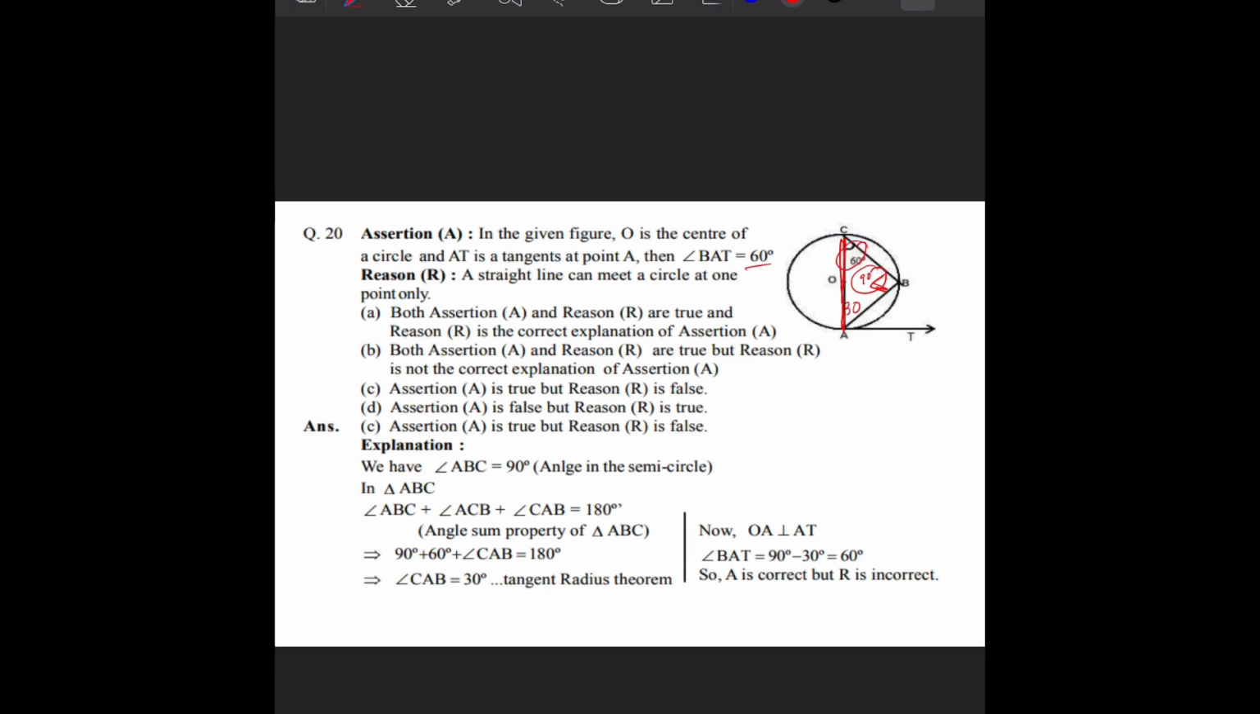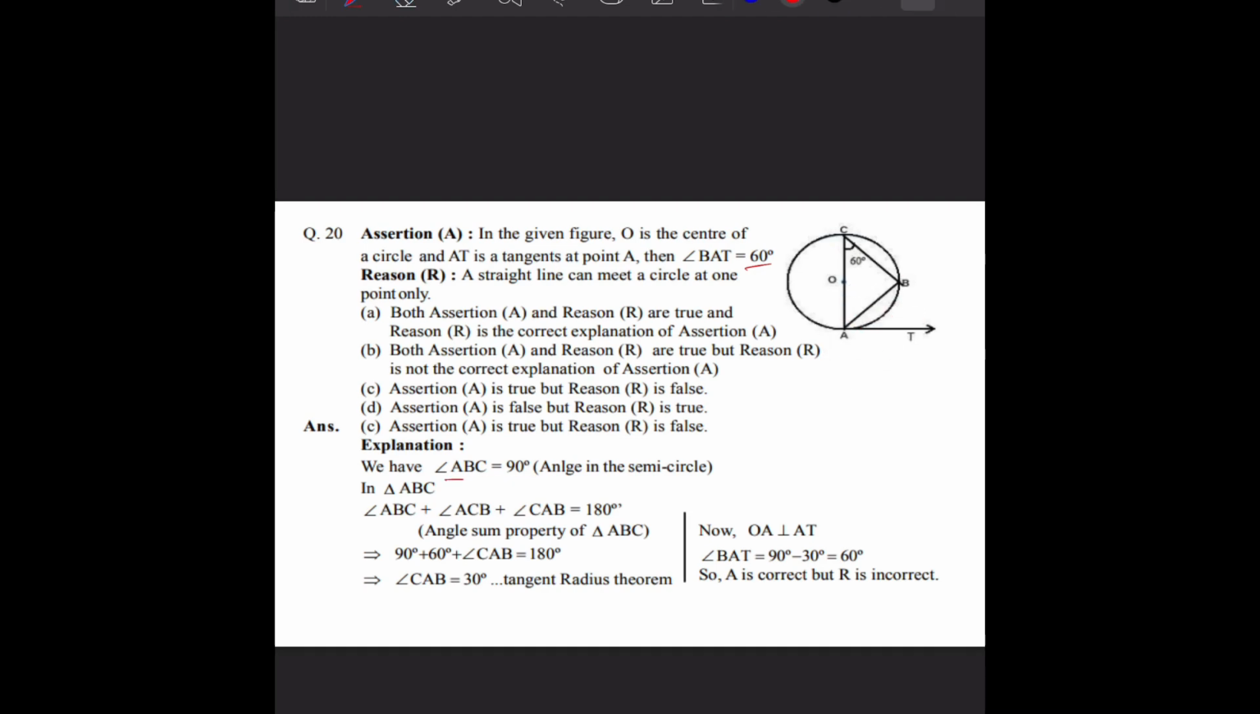क्योंकि इसका सम कितना आना चाहिए? 180 आना चाहिए. So, if this angle is 30 degree, so what is tangent radius relation? Tangent radius दोनों 90 डिग्री बनाते हैं. If this is 30, तो ये बचा कुचा कितना रहेगा? 60. यानी असर्शन में दिया हुआ डेटा इज सही, असर्शन में दिया हुआ डेटा ट्रू है.